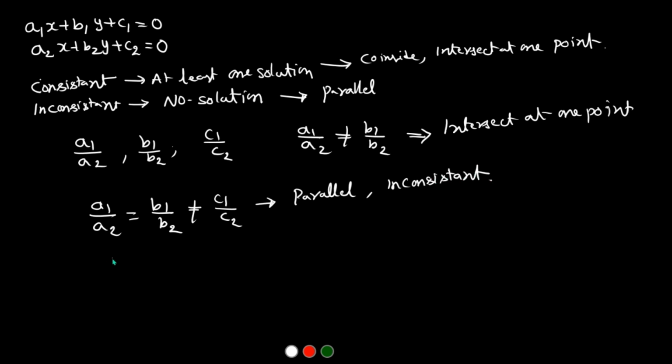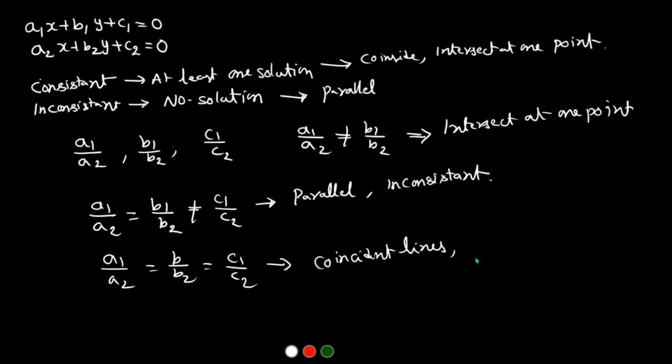If a1 by a2 is equal to b1 by b2 is equal to c1 by c2, this is called coincident lines. So that is, it's consistent and has infinite solutions.